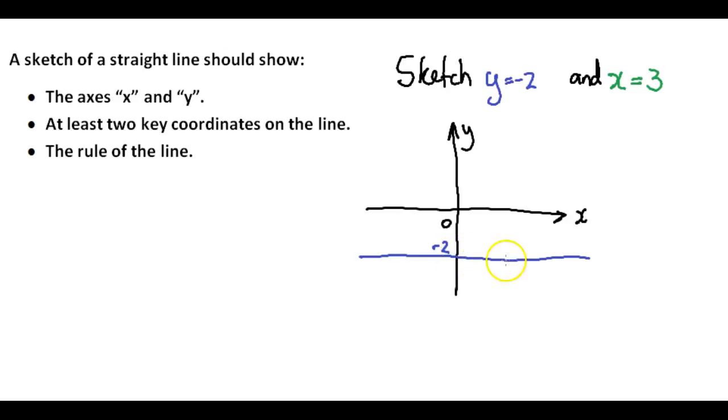There's a key point on that line. In this case we don't need 2 key points because it's horizontal, and label it with a rule. Let's have a look at this line. Everywhere in this line x equals 3, so that's a vertical line. There's our vertical line through x equals 3, and label it with its rule.